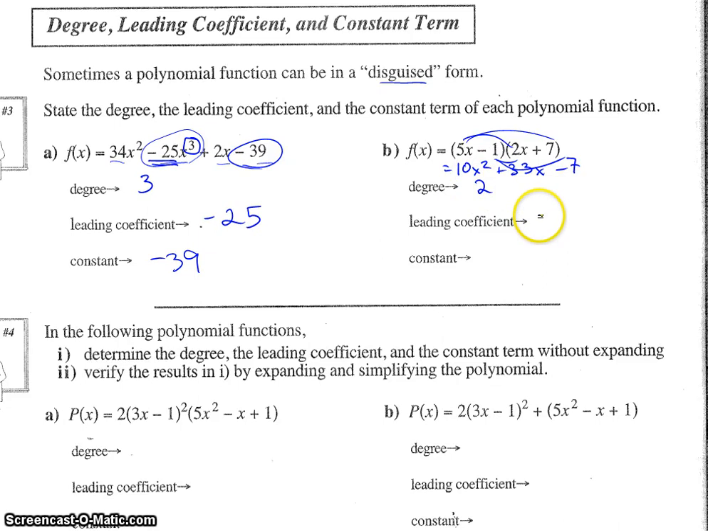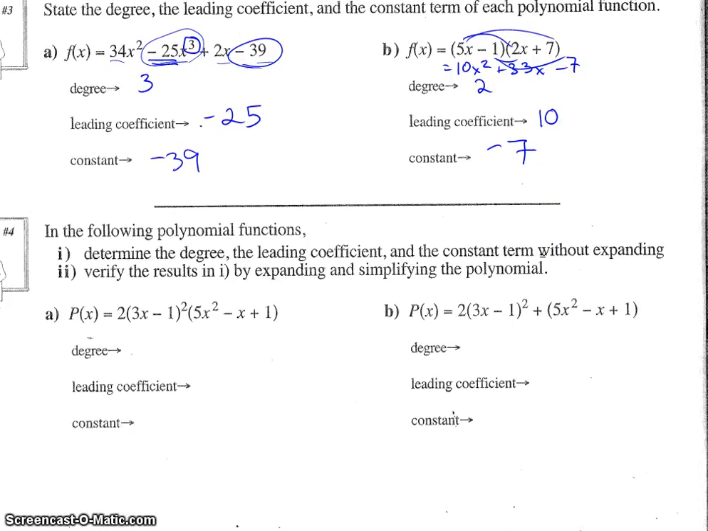Okay, so we should have gotten a degree of 2, that's our highest exponent, the leading coefficient, the coefficient in front of that highest exponent, and then our constant term would be negative 7. All right, did you guys get that? Awesome. Okay, example number 4.